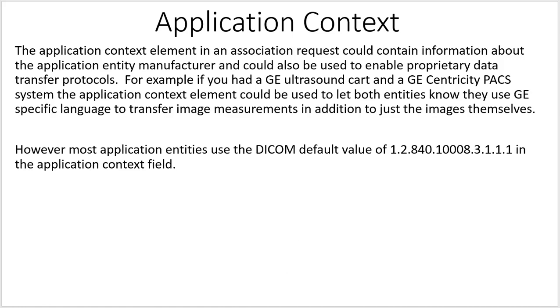Finally, part of the transfer syntax is the application context. The application context element in association requests could contain information about the application entity manufacturer and can also be used to enable proprietary data transfer protocols. For example, if you had a GE ultrasound card and a GE Centricity PACS, the application context element could be used to let both entities know that they are both GE systems, and then they can use GE specific language to transfer image measurements instead of using DICOM. Instead of using just the pure DICOM, they can go, hey, we can go off in the corner by ourselves and use our own GE proprietary language to move this from the ultrasound card to the PACS.